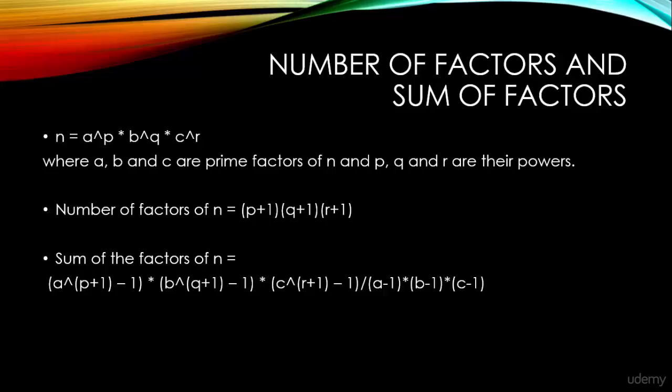Finding the sum of the factors. First, make the prime factorization of the integer like above. n is equal to a^p times b^q times c^r, where a, b, and c are prime factors of n and p, q, and r are their powers. The sum of factors of n will be expressed by the formula (a to the power of p plus 1 minus 1) times (b to the power of q plus 1 minus 1) times (c to the power of r plus 1 minus 1) divided by (a minus 1) times (b minus 1) times (c minus 1).